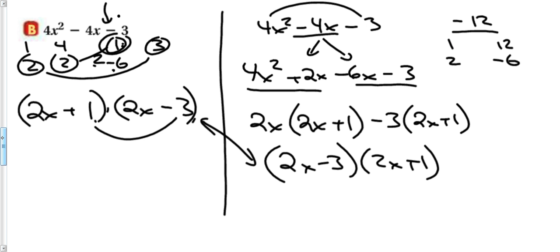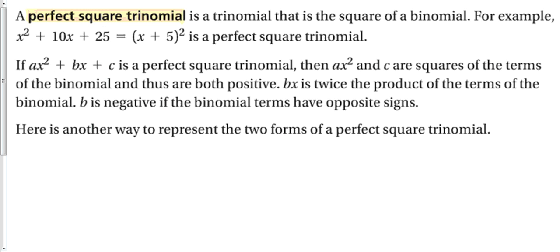All right. So let's finish this off with two special types of factoring methods. The first is when we have a perfect square trinomial. That's a trinomial that's the square of a binomial. Like for instance, x plus 5 squared. That gives me x squared plus 10x plus 25.